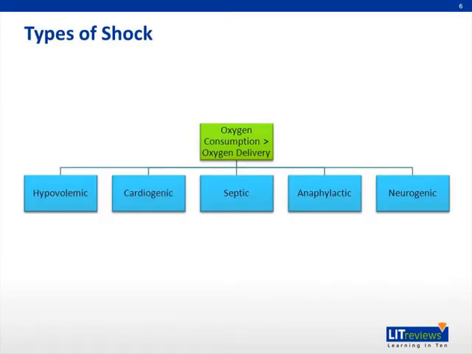There are 5 different types of shock that I'm going to talk to you about today. The first of which is hypovolemic. This is the most common and most often due to hemorrhage. The second is cardiogenic. The third is septic. The fourth is anaphylactic. And the fifth is neurogenic.